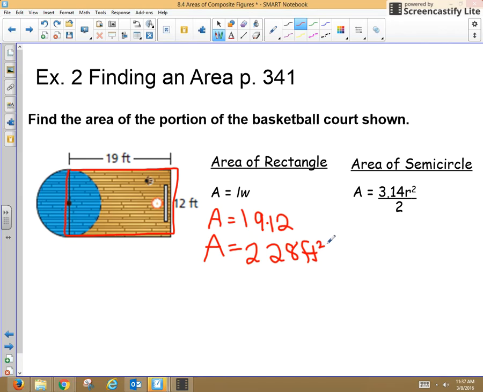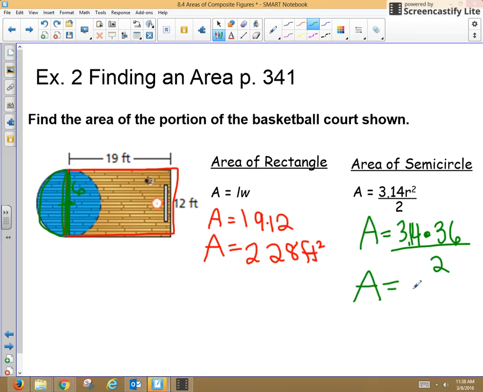Now I'm going to find the area of this semicircle. And if you look, the semicircle here is just half of that original circle. Now, I can see the diameter of this whole distance is 12 feet long, but for the area formula of a circle, we need the radius. So we have to take half of 12, which is 6. So area of the circle is 3.14 times 6 squared, which is 36. And then we have to divide that by 2. So when you calculate that, multiply 3.14 times 36, then divide by 2, and you get 56.52 square feet.